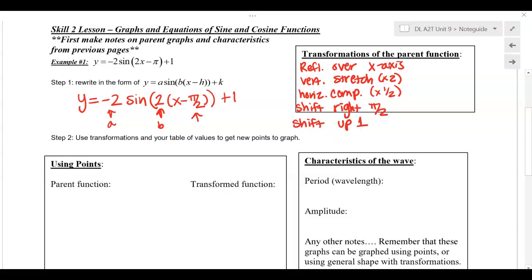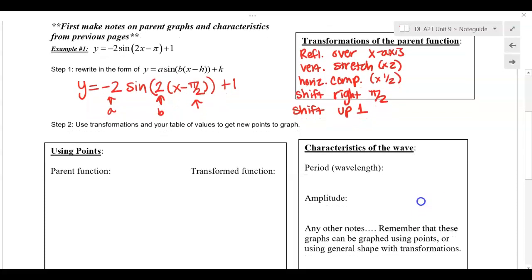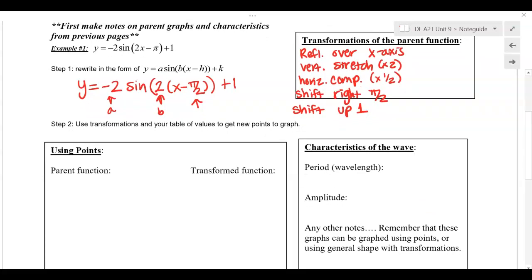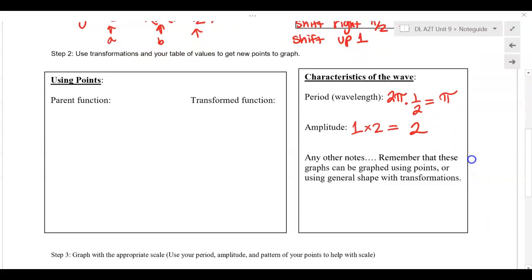So I'm going to go through and do a couple of things. If you want to, these characteristics, you now know the period. So normally the period's 2 pi. You see that you had this horizontal compression by 1/2. So you would now know that your period is pi. And your amplitude is normally 1, but you had a vertical stretch by 2, so you would expect your amplitude to be 2.